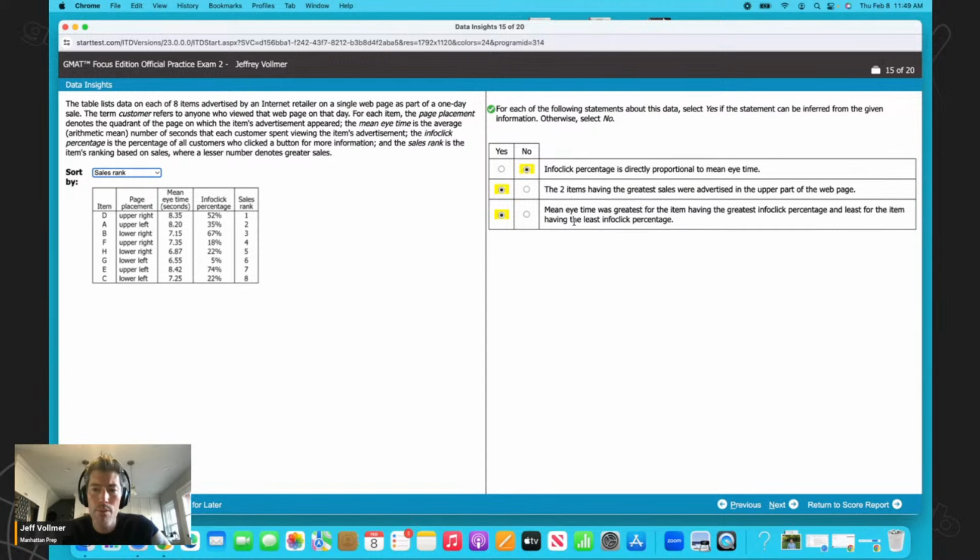And then mean eye time was greatest for the thing that had the highest info click percentage, that checks, and least for the one that has the least info click percentage, that checks as well. This one seems relatively straightforward.